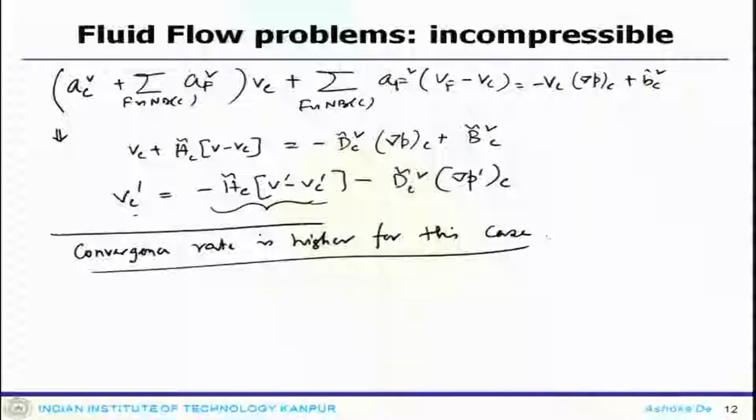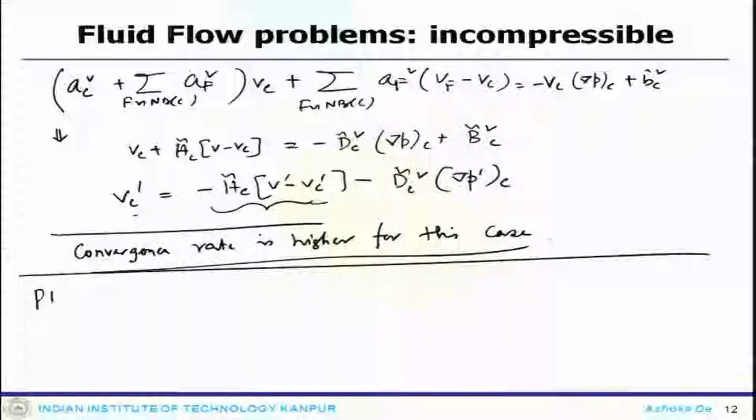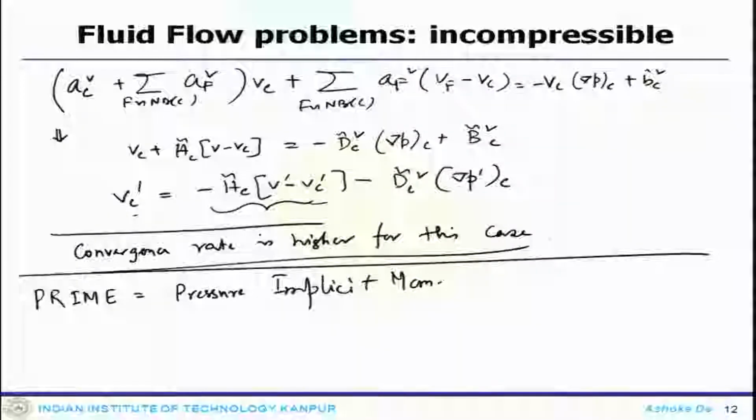So, that is important. Now, another algorithm which sits in between is called the PRIME algorithm. PRIME stands for Pressure Implicit Momentum Explicit. So, the momentum equation is solved explicitly, and the explicit treatment is justified by the minor contribution to the convergence. On the other hand, the pressure equation is solved implicitly.